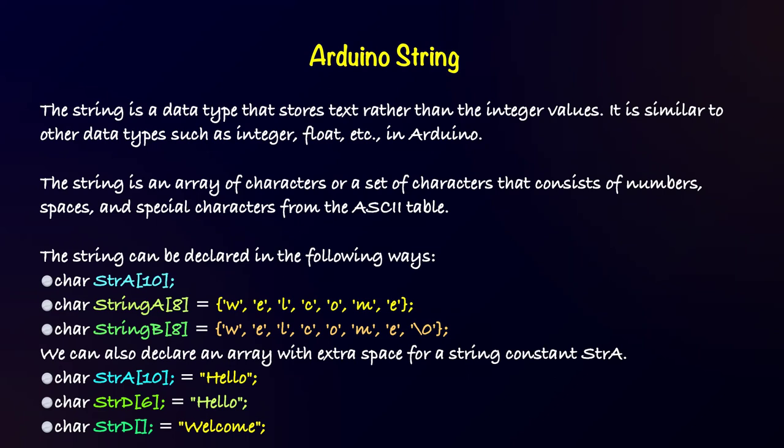Okay. We can also declare an array with extra space for a string constant, string A. You see, string A, STRA 10 equal to hello. So it is being declared like this. This is how the examples are provided, how you can declare the array over here.